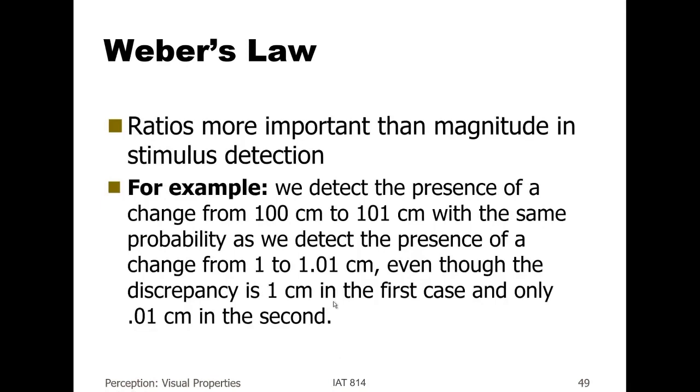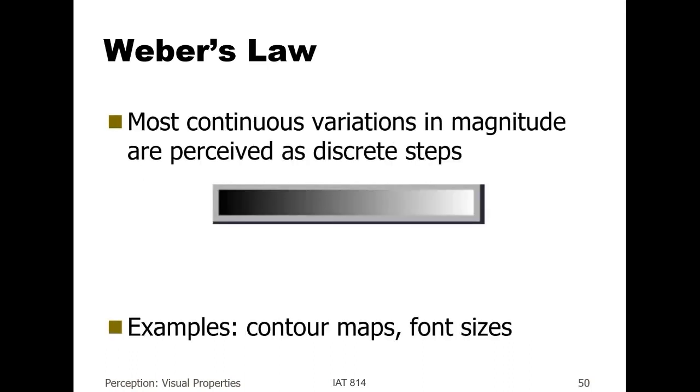So what that means is that ratios are more important than magnitude in stimulus detection. For example, we detect the presence of a change from 100 centimeters to 101 centimeters with the same probability that we detect the presence of a change from 1 to 1.01 centimeters, even though the discrepancy is 1 centimeter in the 100 centimeter case and 0.01 centimeter in the second case. It turns out that our ability to visually detect length is actually really good. So this is a very good ratio, 1% or 0.01. But for others, our delta is somewhat larger.